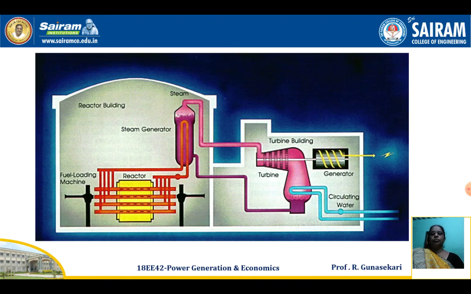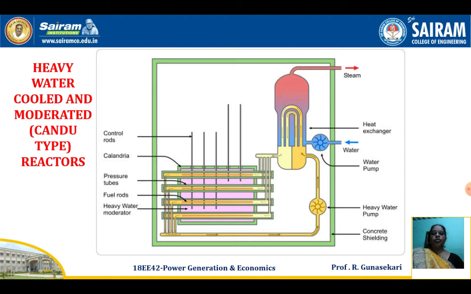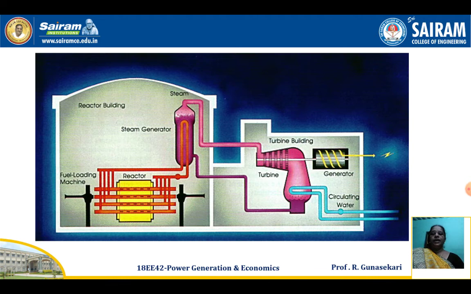Now we study in detail the working function. In the previous diagram, I have to segregate it into the reactor building and turbine building. The reactor building: reactor, fuel, moderators, everything with shielding comes under the reactor building. The turbine building means turbine, generator, condenser, circulating water pumps. These are known as the turbine building. So the heavy water cooled moderated reactor diagram is split into two sections: one is the reactor building, another section is the turbine building.